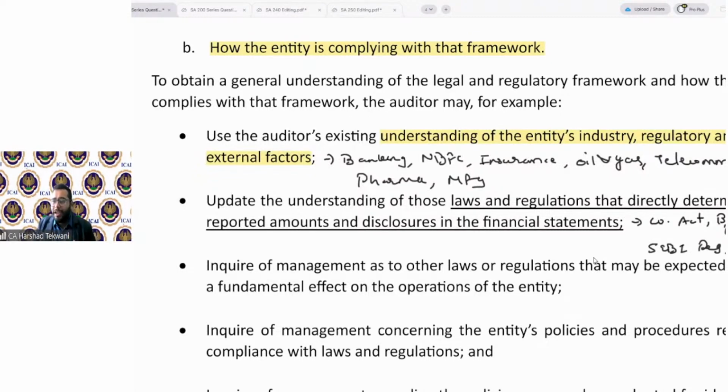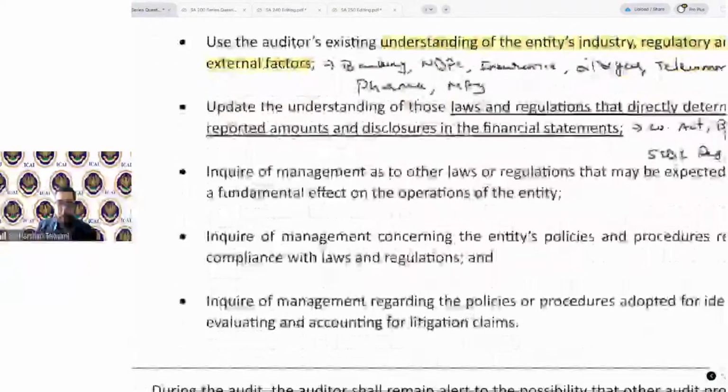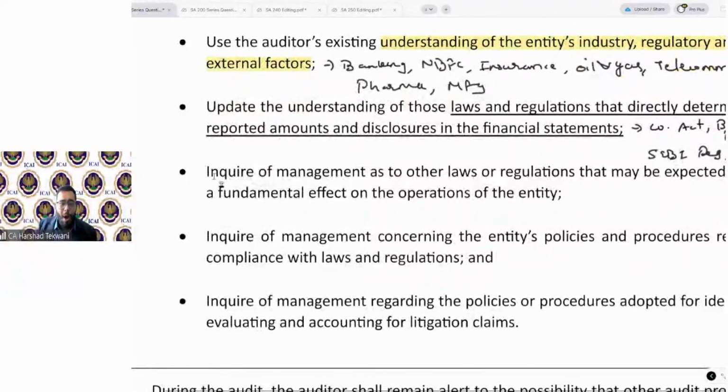So these are the laws and regulations that will have a direct impact on the reported amounts in a financial statement. Then I need to inquire with the management as to other laws and regulations that may be expected to have a fundamental effect.